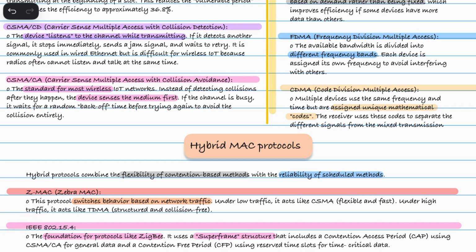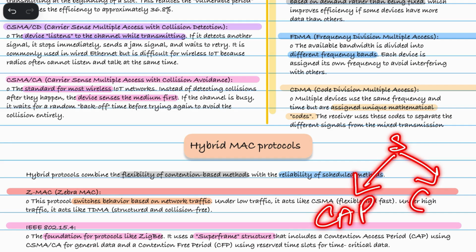And the second kind of hybrid MAC protocol is IEEE 802.15.4. This is a vital foundational protocol because it forms the physical and MAC foundation of the major IoT architecture ZigBee. It uses a highly structured communication window called a super frame. Inside this super frame, the time is separated into two distinct zones, that is CAP and CFP.